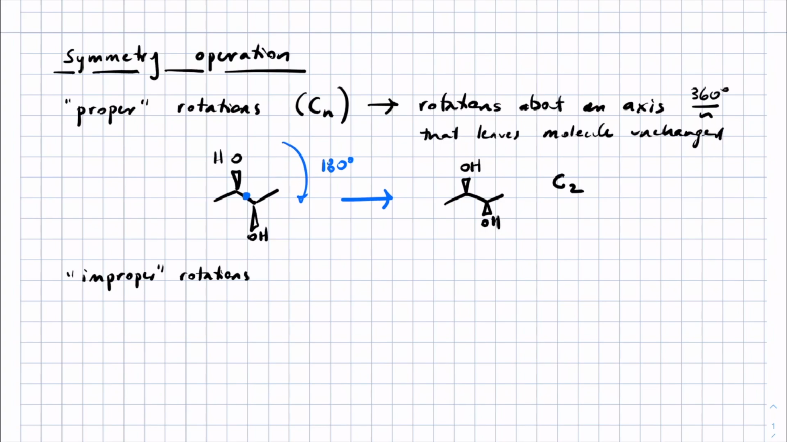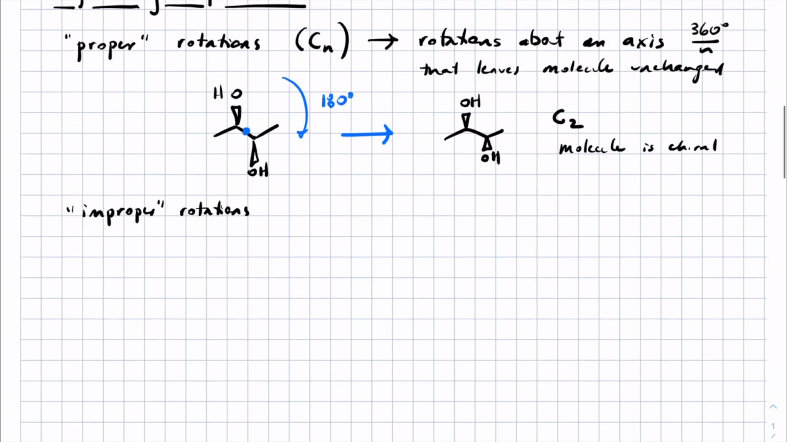You may be interested to know that molecules that have C2 symmetry are generally chiral. And there's tons of examples in organic chemistry of C2 symmetric ligands or catalysts that are chiral and favor one enantiomer over another in a reaction.